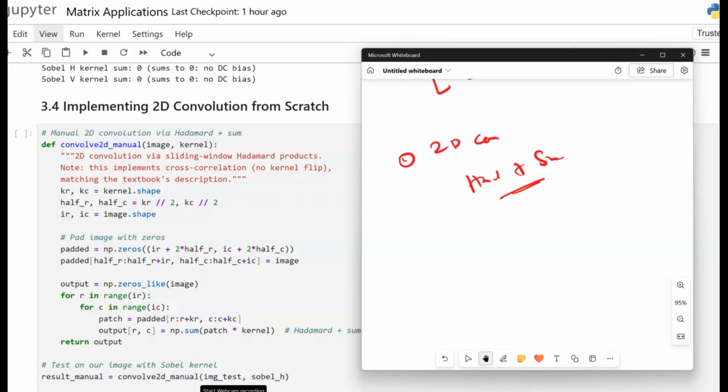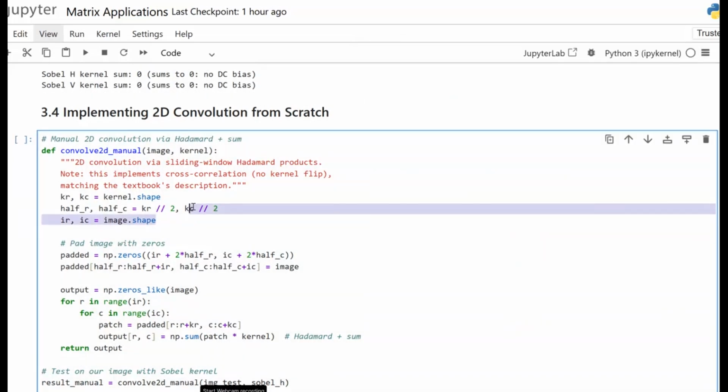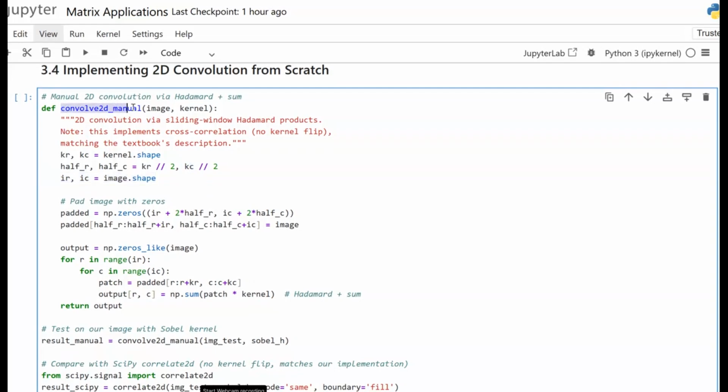So let me first define the function. This function gives the 2D convolution, and here we have the parameters image and kernel. These two are the inputs, where image is a 2D height and width array, and kernel is a 2D filter. And the output is a filtered image of the same size. Kindly keep it in mind. Okay, and in this we are going to have our kernel geometry.